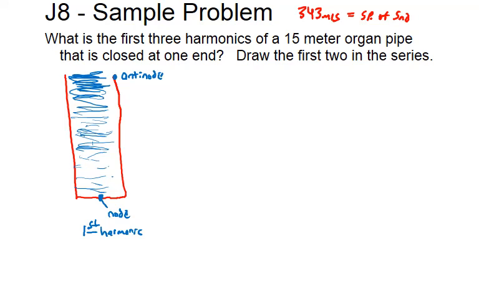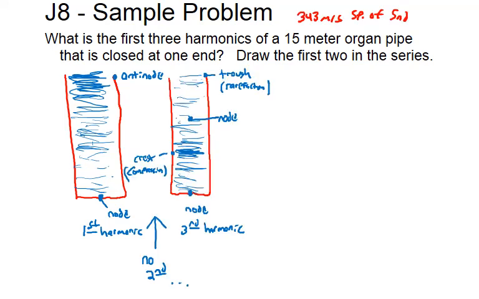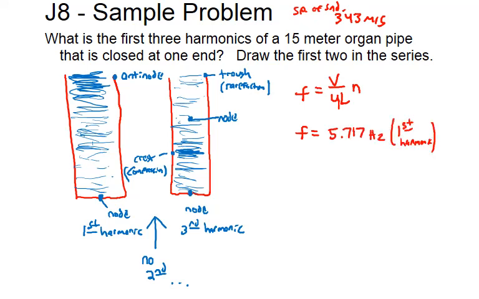Okay, so we have the node, we have the antinode, this is the first harmonic. The third harmonic, node, antinode, node, antinode. And then for the 5th harmonic, we'll draw that in a second. First harmonic, I just had you draw the first 2 in the series. We'll draw the 3rd together. Or the 5th, which is the 3rd in the series.